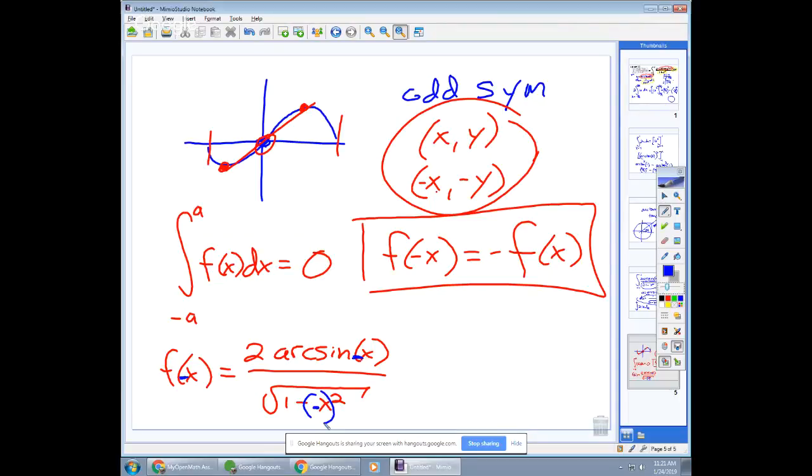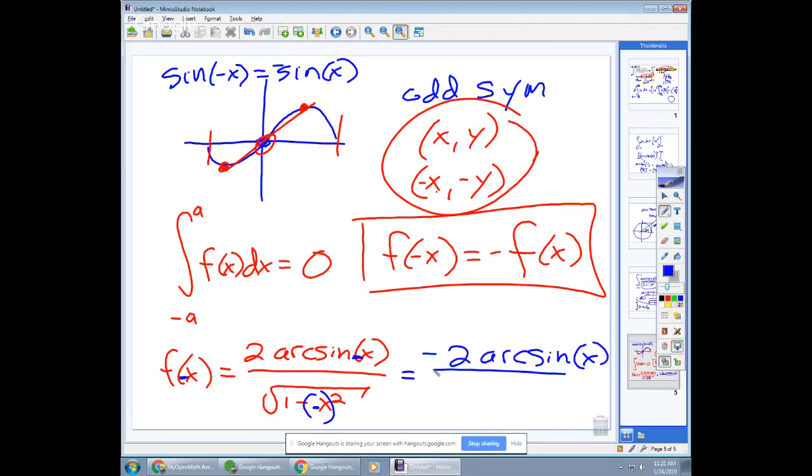Now, this requires some knowledge about the sine and the arc sine. Is the sine an odd symmetric function? Do you remember a trig identity that says the sine of negative x equals the opposite of the sine of x? Yeah. That's something you just got to remember from trig. The inverse function is also going to be odd symmetric then. So what that means is in my numerator, I can pull that negative out, so I get negative 2 times the arc sine of x.